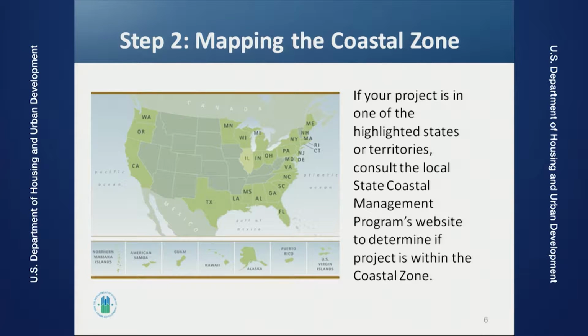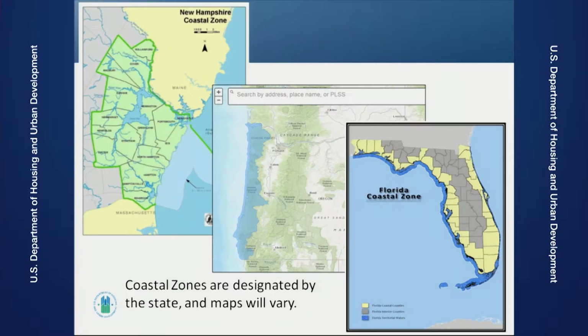Also, the coastal zones are a little bit different from the Coastal Barrier Resources Act. For the Coastal Barrier Resources Act, there's one map for the entire coastal barrier resources. For coastal zones, each individual state maps their coastal zones. And so when you go to the state's coastal zone website, all the maps are going to be different. This is just an example here of the differences of each state's map. But each state that has a coastal zone should have their areas mapped. And so you'll need to go to that particular state's coastal zone website and find out whether or not your project is in a coastal zone.